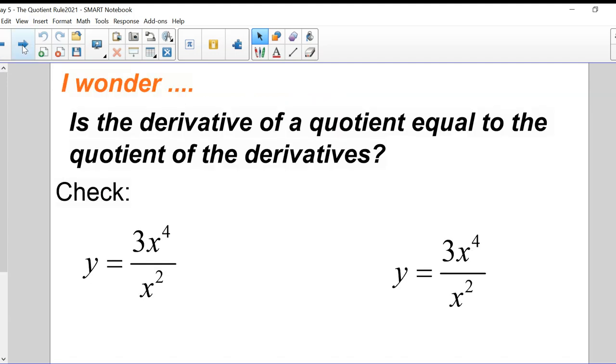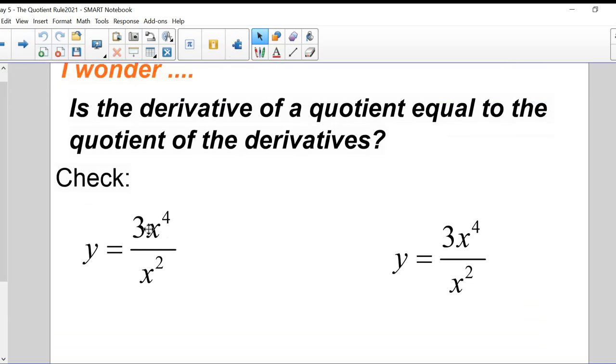Last time when we looked at products, we were able to show that if we had a product, taking the derivatives of each of the parts of the product and then just multiplying those derivatives did not work. Would it work if it was a quotient though, right? y equals 3x to the power of 4 divided by x squared, right? Would it be okay for me to just find the derivative of the top and then divide it by the derivative of the bottom and then we're good? What do you think, folks?